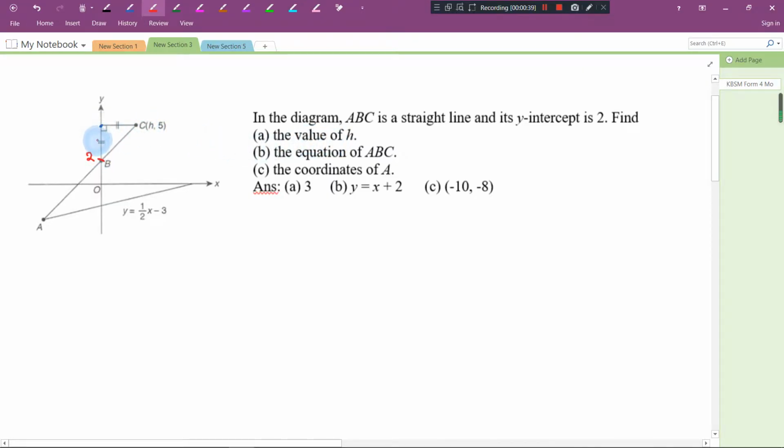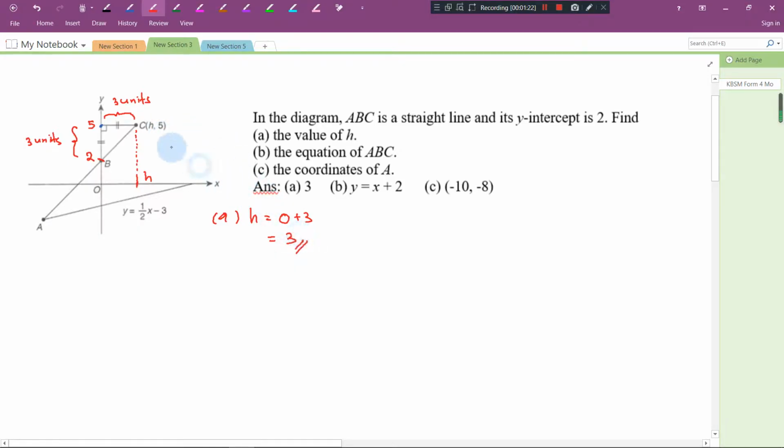From the diagram here, you will see 2 lines here, and here also 2 lines. This means that the length here and the length here are the same, equal. 5 tells you that this is 5. 2 to 5, this is 3 units, right? If this is 3 units, here will be 3 units as well. Okay, so h is over here. So this is 0. Go to the right hand side, 3 units. So we know that h is equal to 0 plus 3, which is equal to 3. So this is the answer for part A.